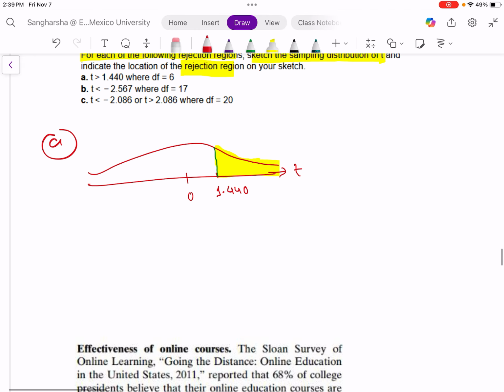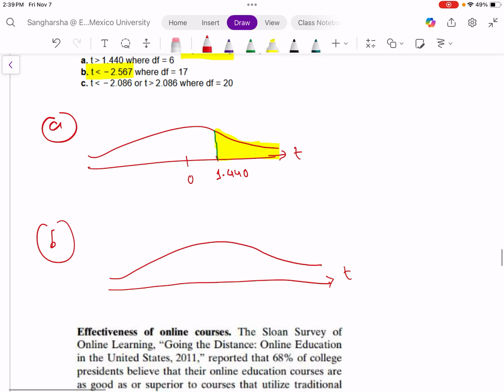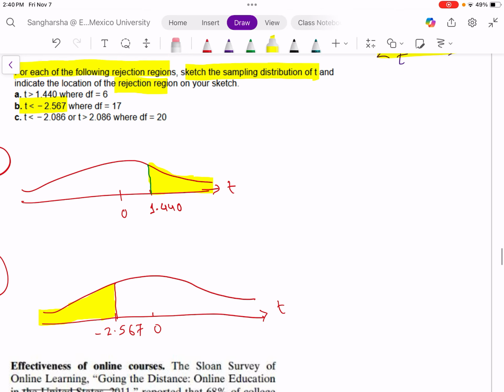For part B, let's start with the sampling distribution. This is our sampling distribution. If T is less than negative 2.567, then we reject our null hypothesis. So that's a negative, so we take somewhere here, negative 2.567. So everything on the left of this number. So if we have T which is less than negative 2.567, then we reject our null hypothesis. So this is our rejection region.